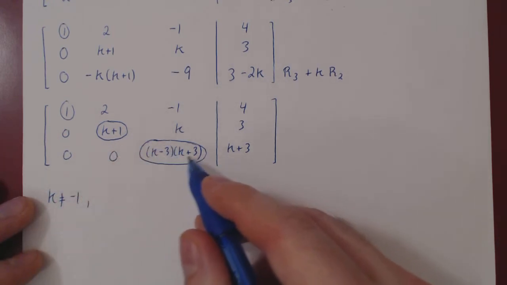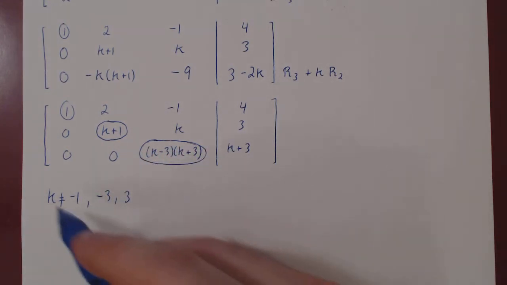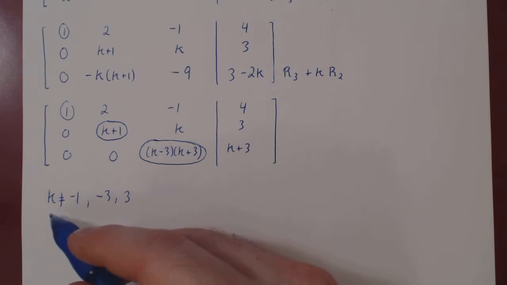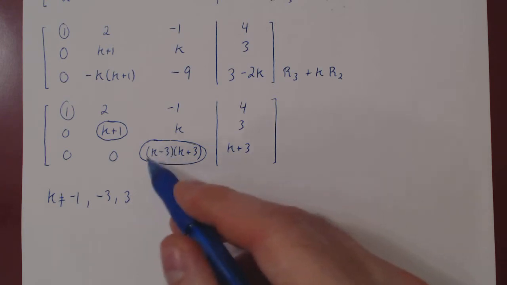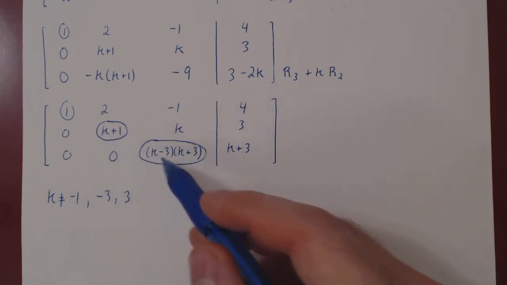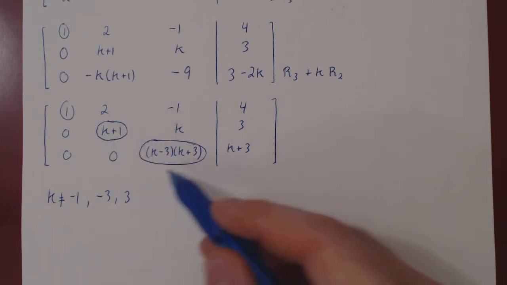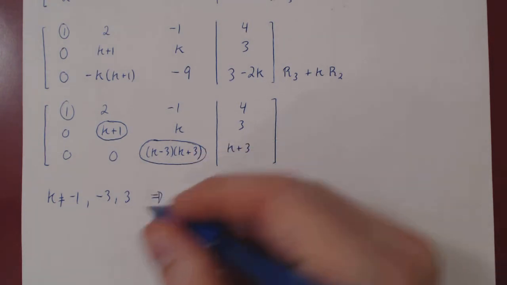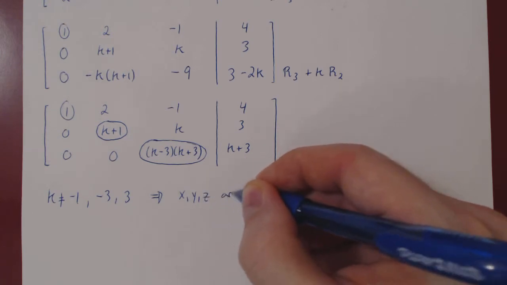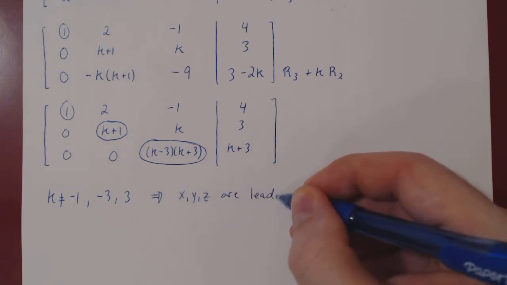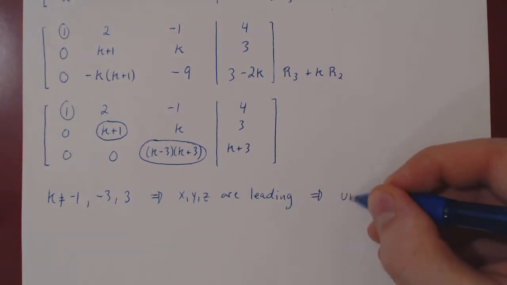And k is not 3 or negative 3. And if you notice, if we choose k to be not negative 1, then this is not 0. Not negative 3, not 3, this is not 0. Whatever these values are, we could divide by their corresponding values and form a leading one for y and a leading one for z. Therefore, if k is anything but -1, -3, and 3, x, y, z are all leading variables. But if all variables are leading, this implies a unique solution.